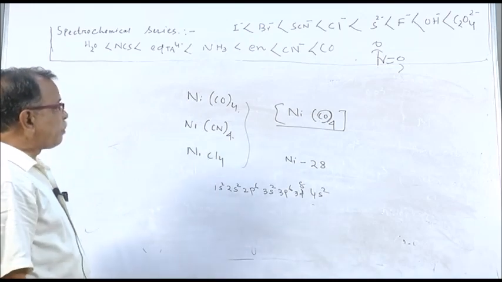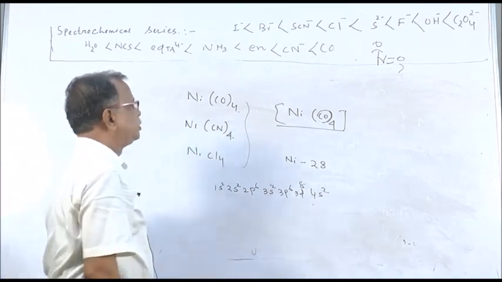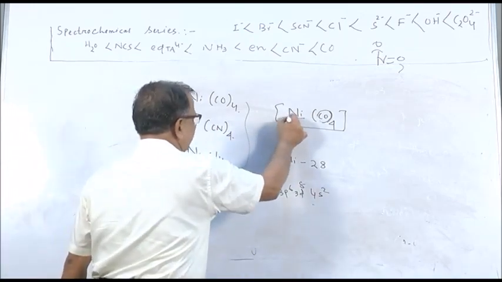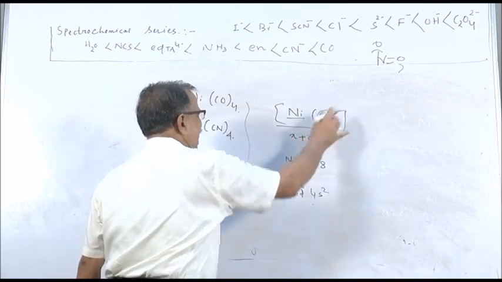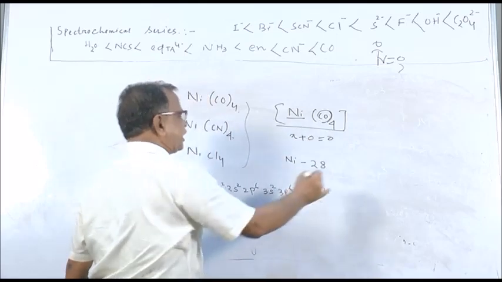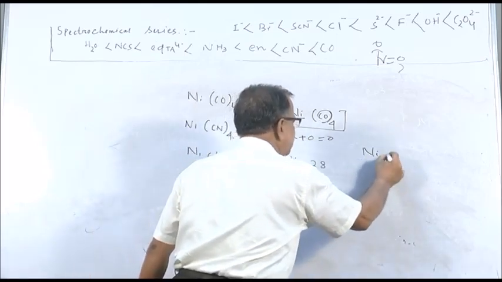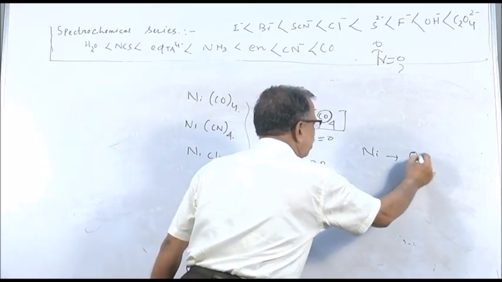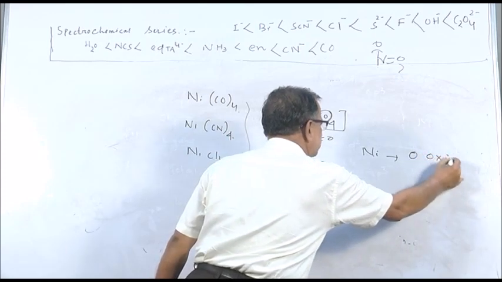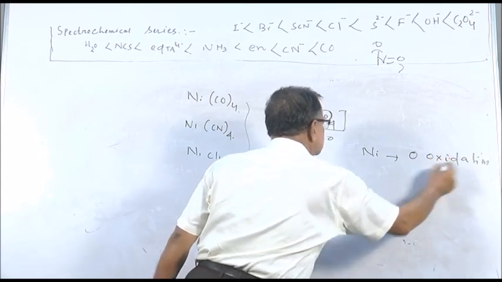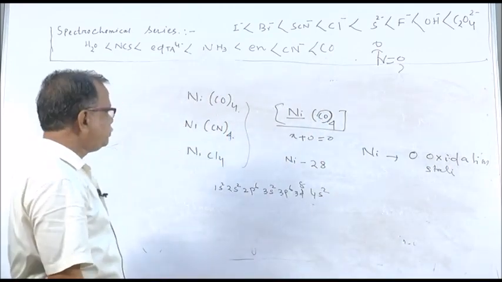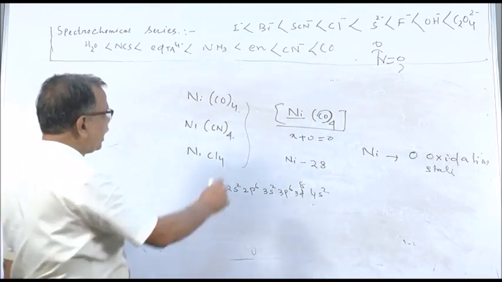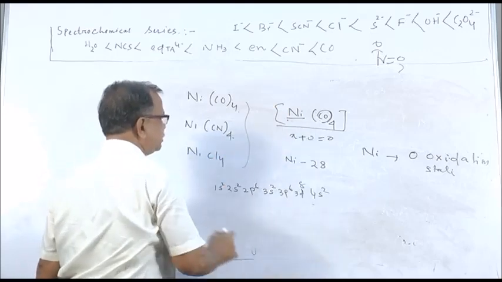First, the oxidation state of nickel. Suppose it is x; CO is neutral, so x plus 0 equals 0. The nickel remains in the 0 oxidation state. If nickel remains in the zero oxidation state, what happens?